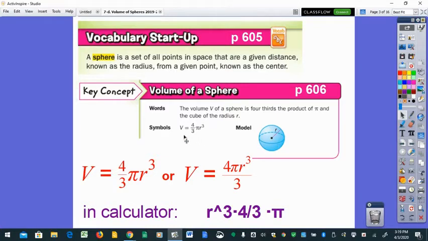The volume formula is right here, and I've listed it twice. I've listed it the way the book gives it, and then I'm going to list it the way that it's easier to put in the calculator. But the volume of a sphere is 4/3 pi r cubed, and notice that the radius is cubed this time. There are your 3 dimensions. Unlike a cone or a cylinder, it doesn't have a height.